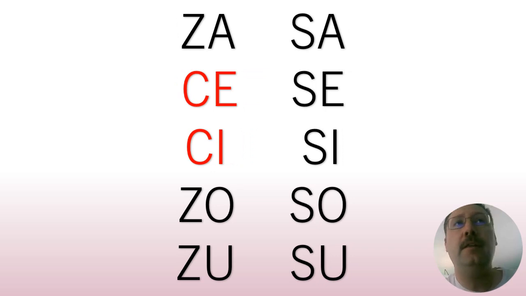What if we want to go the other way and we want to make an S sound? We change the C for a Z, which is the same sound. Sa, Se, Si, So, Su. Okay? Sa, Se, Si, So, and Su.